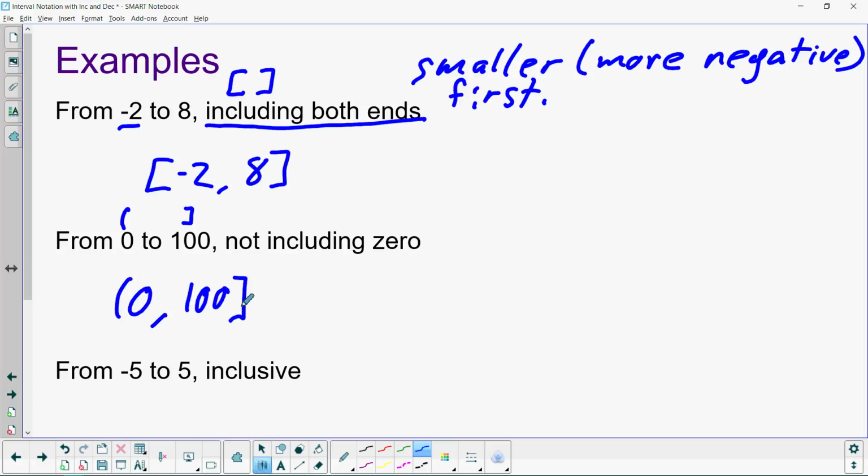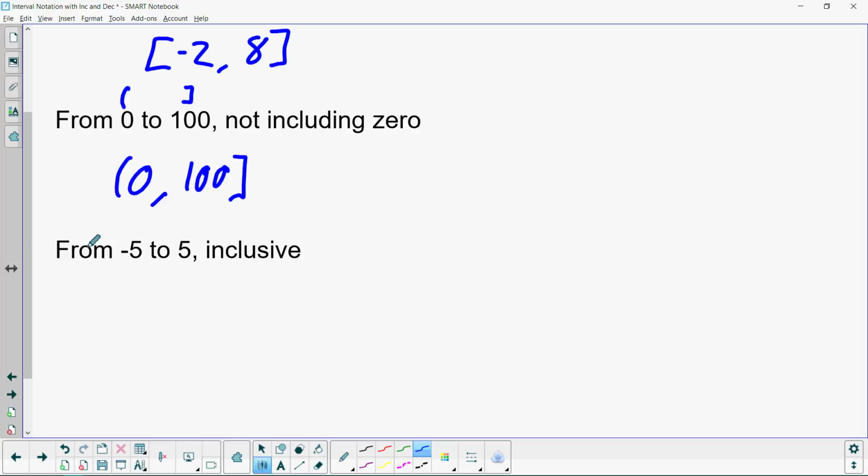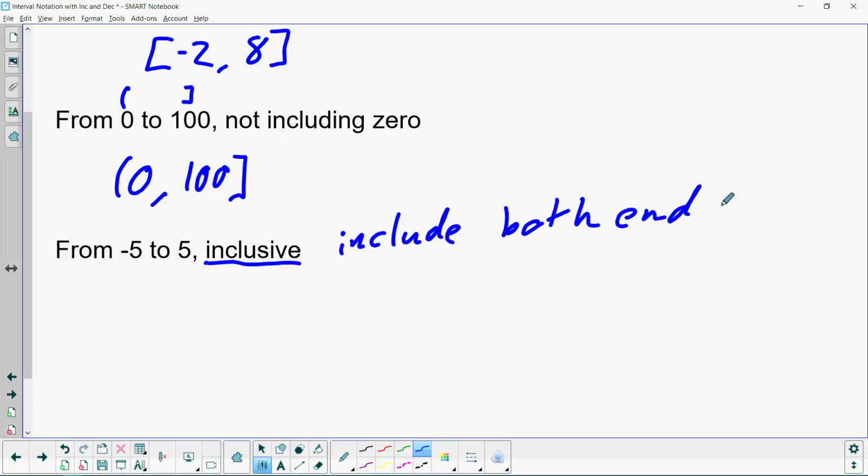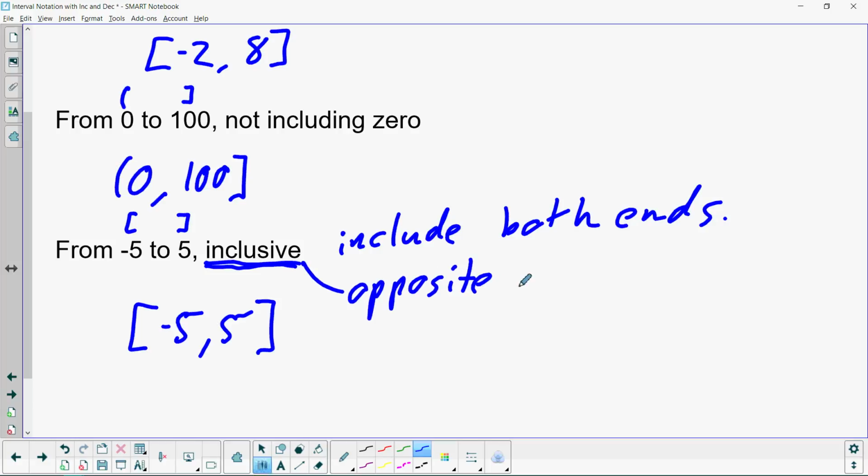And then the last one, from -5 to 5 inclusive. The word inclusive here means include both ends. So both of these will get a bracket. So this could be bracket, -5 to 5, bracket. Okay, so there are 3 examples of how you would change words into interval notation with some fancy vocabulary. You'll impress your English teachers. Inclusive. The opposite of this is, of course, exclusive.